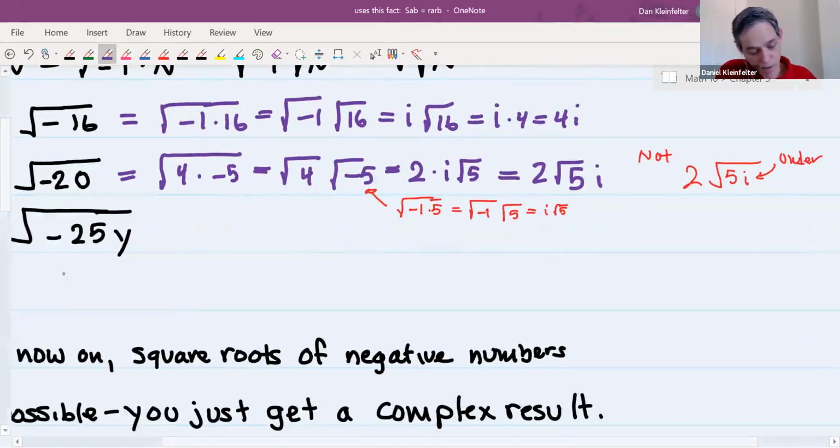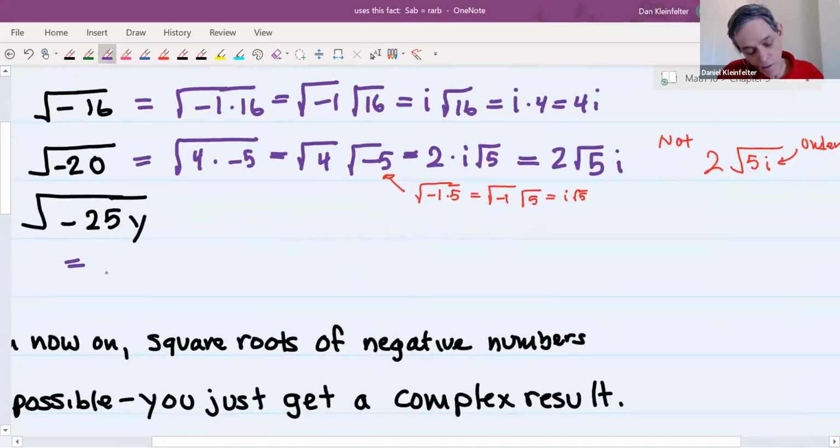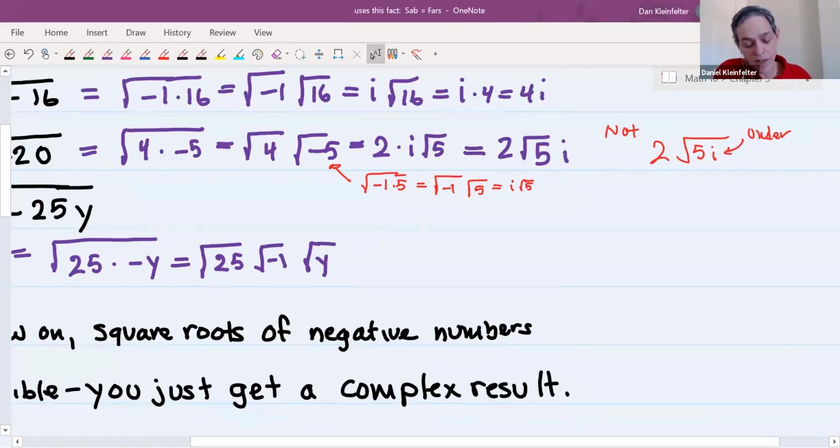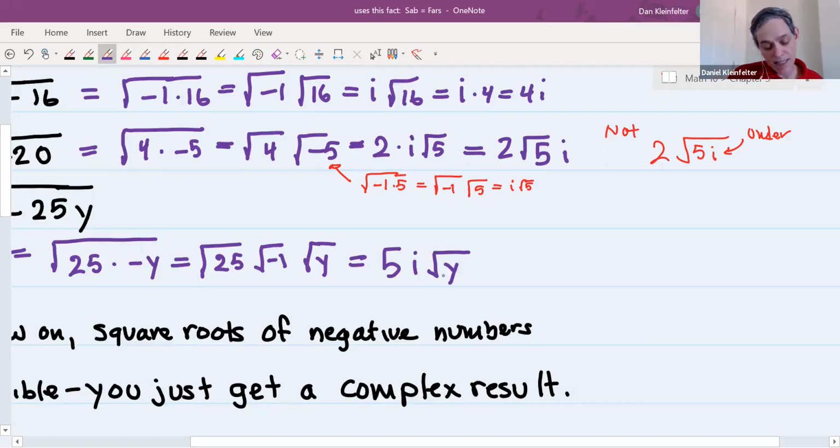All right, so let's try one more of those. Here we have the square root of -25y. And so we'll rewrite that radicand as 25 times -1y. That's the square root of 25, square root of -1, square root of y. So we've applied that radical rule and split this thing into 3 separate radicals. The square root of 25 is a 5. The square root of -1 is an I, and the square root of y is still the square root of y. Okay, and that's that.